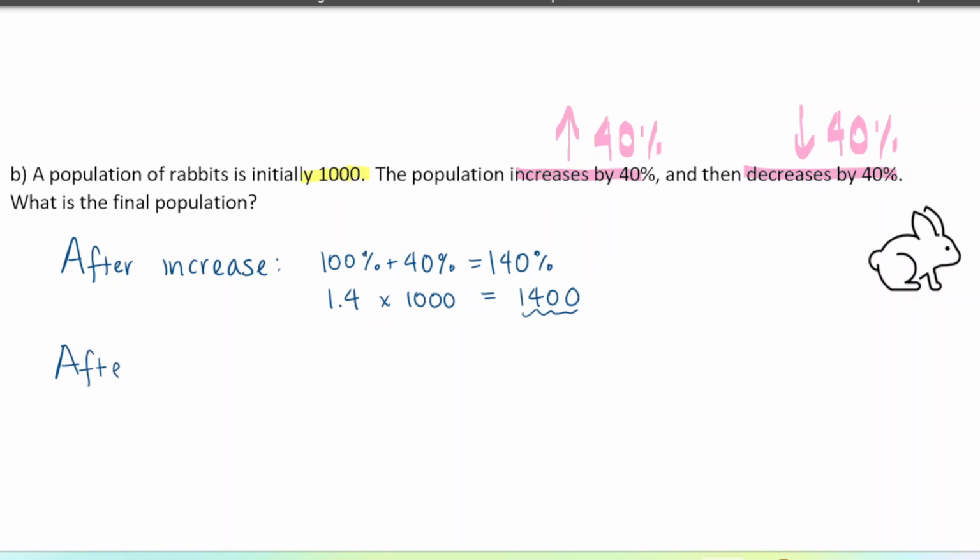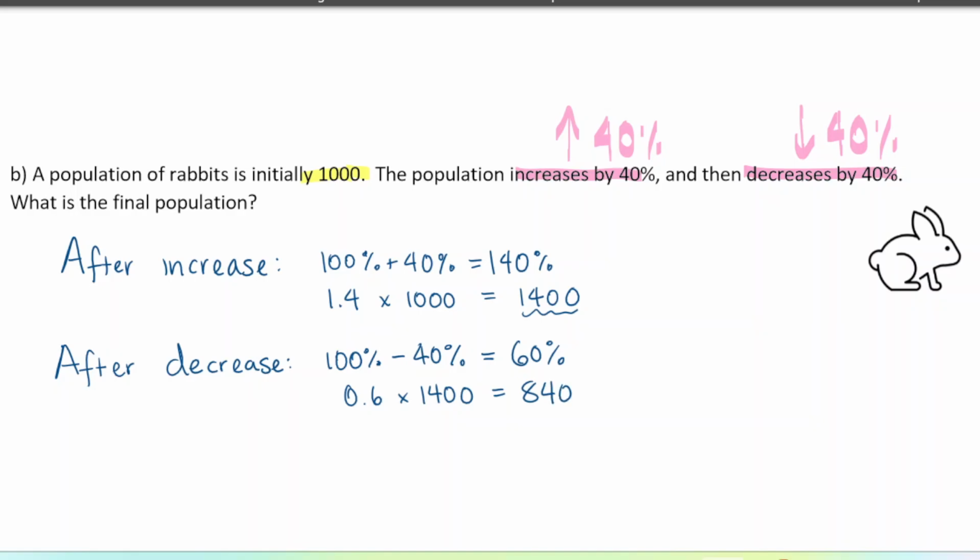And now after the decrease, it's going to drop by 40%. So it's going to be 100% minus 40%, which is 60%. So it's going to be 0.6 times 1,400, because that's where I'm at now. And that is 840. Because that drop was on a much larger number, it dropped by more. So you actually end up a lot lower than 1,000.